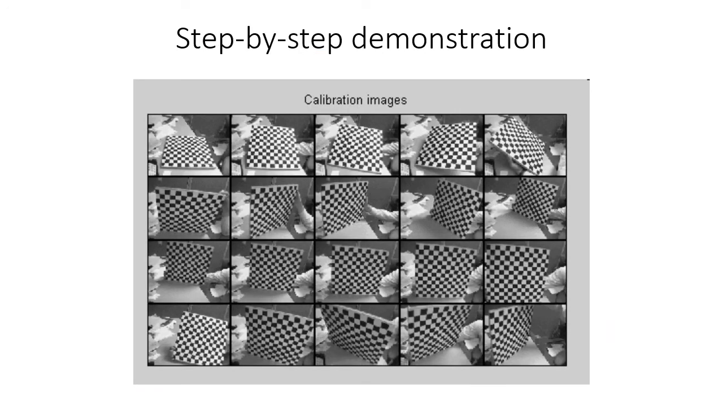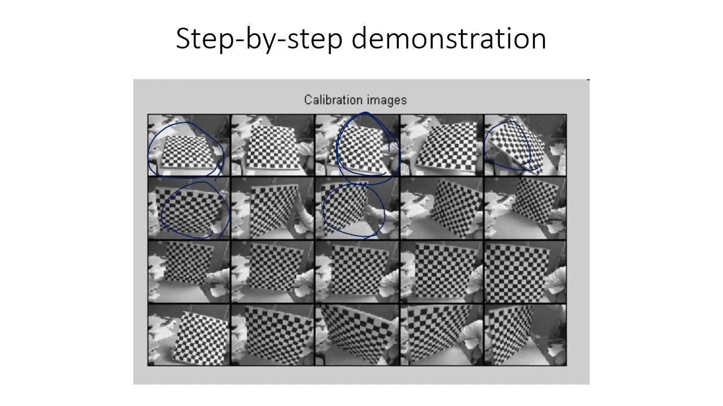So let's see the step-by-step demonstration of this multi-plane based calibration. In this case, we capture 20 images. And as you can see, it is very important that you change the orientation of the patterns. As you can see, you rotate the patterns, and you tilt the patterns.